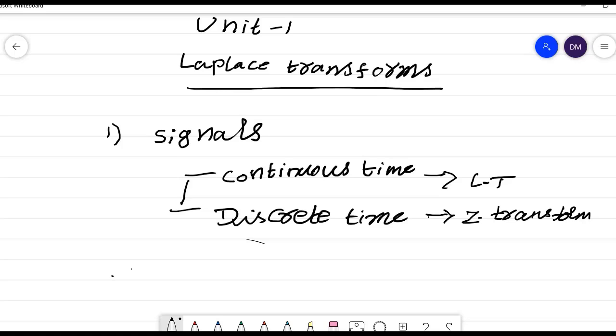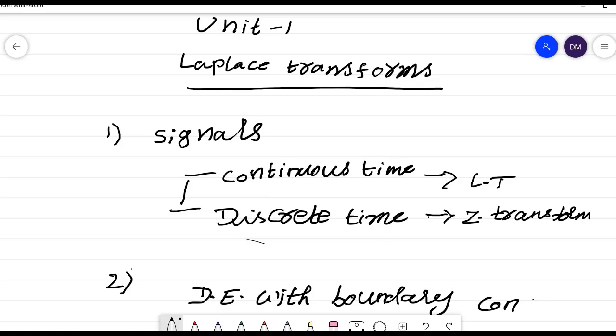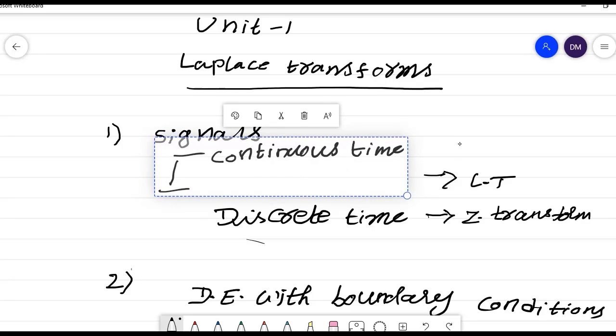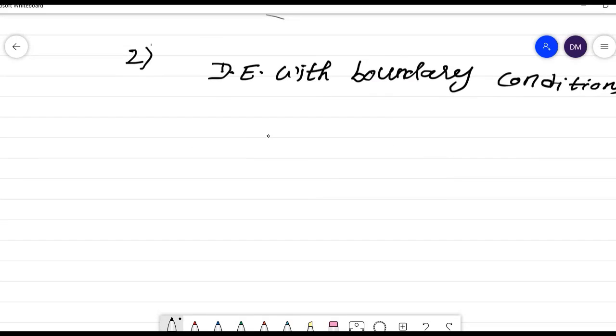Now moving to the second application, Laplace transform is used in solving the differential equations with boundary conditions. So this is the most important application of the Laplace transform.